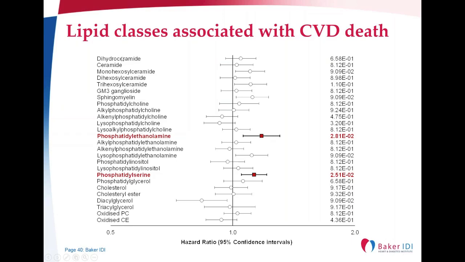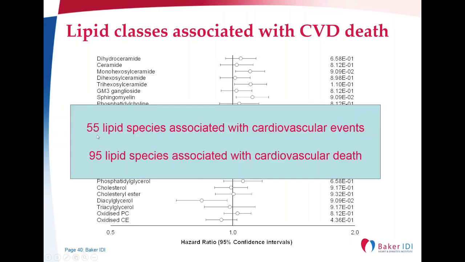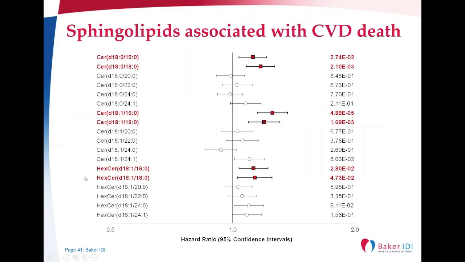but in fact, when we go in and look at the individual lipid species within each of these classes, we see that there are a lot more individual species that are showing up, whereas the class itself doesn't show up as a significant association with future events. So we had 55 lipid species associated with cardiovascular events and 95 associated with cardiovascular death. So if I just take you through a couple of examples of what we see and also why we're not seeing these associations with the lipid classes.